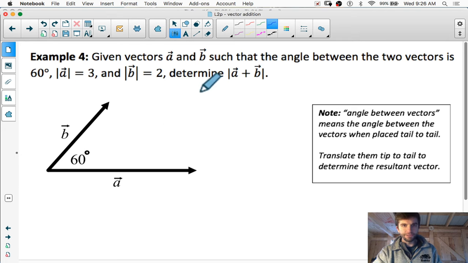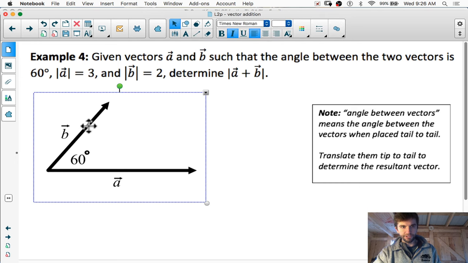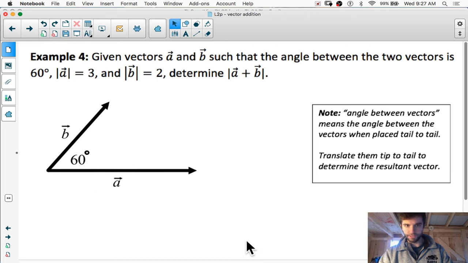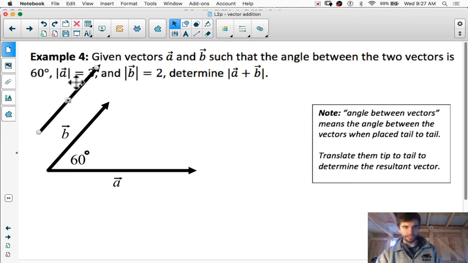So if I want the magnitude of vector A plus B, the first thing I'm going to have to do is generate vector A plus B by repositioning vectors A and B. Right now they're placed tail to tail because the question gave us the angle between them when they're placed tail to tail. When I add vector A and B together, they have to be placed tip to tail. So I'll just copy and paste vector B so that I keep its exact same direction and magnitude. You'll have to use a ruler to do this. And place the tail of vector B at the tip of vector A.